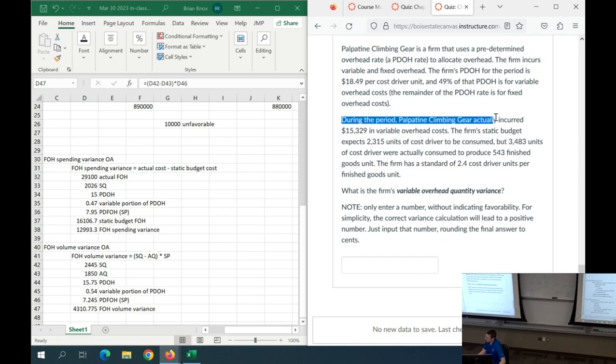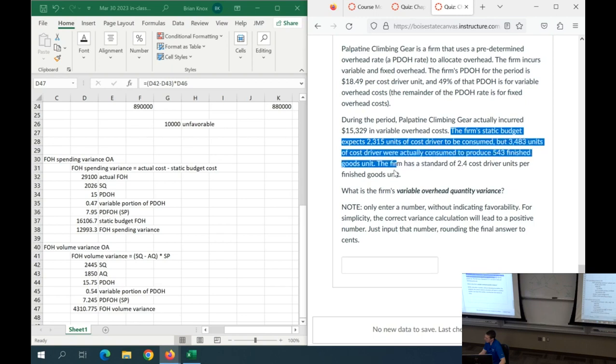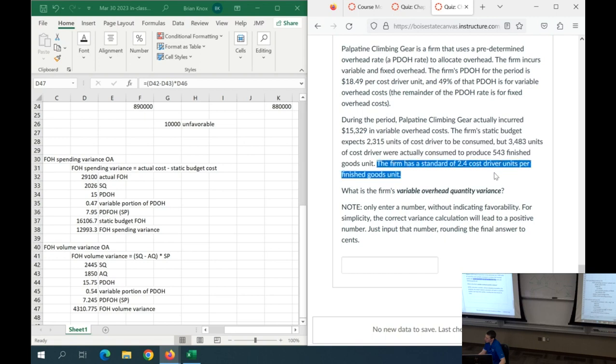During the period, Palpatine Climbing Gear actually incurred $15,329 in variable overhead costs. The firm's static budget expects 2315 units of cost driver consumed, but 3483 units of cost driver were actually consumed to produce 543 finished goods units. The firm has a standard of 2.4 cost driver units per finished goods unit.